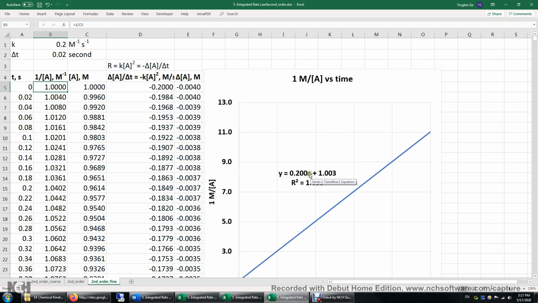So again, you can plug in x equals 0 here. If you plug in x equals 0 here, this part disappears. You get 1 over A equals 1 over A naught. That's the meaning of this. Also, you can plug in x equals infinity. What happens to this? X equals infinity, an infinite amount of time. So y is going to be infinity. And remember, y is the reciprocal of A. So if the reciprocal of A approaches infinity, that means A approaches 0. And that makes sense. After an infinite amount of time, the concentration of A is 0.